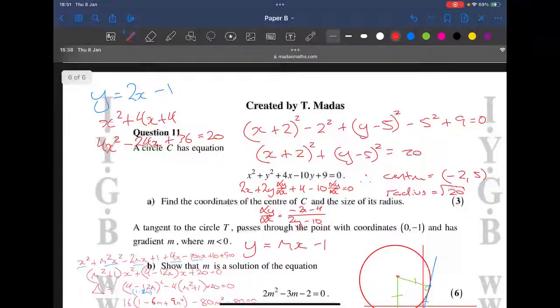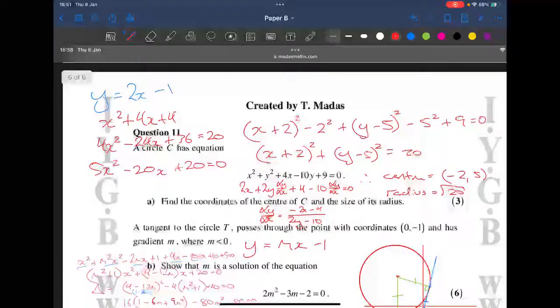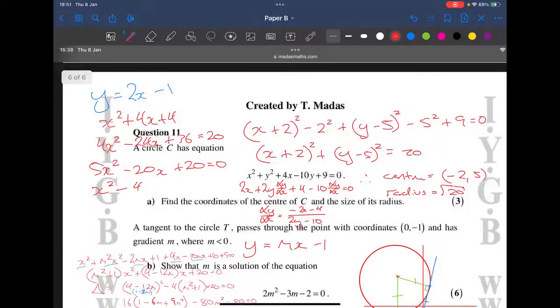Let's collect some terms. We've got 5x squared. How many x's have we got? Negative 20. How many numbers have we got? I've got a 4 and a 36, and then take away a 20, gives me a positive 20 on this side. Let's divide everything by 5. x squared minus 4x plus 4 equals 0. So this is going to be x minus 2 all squared equals 0. So x must equal 2.